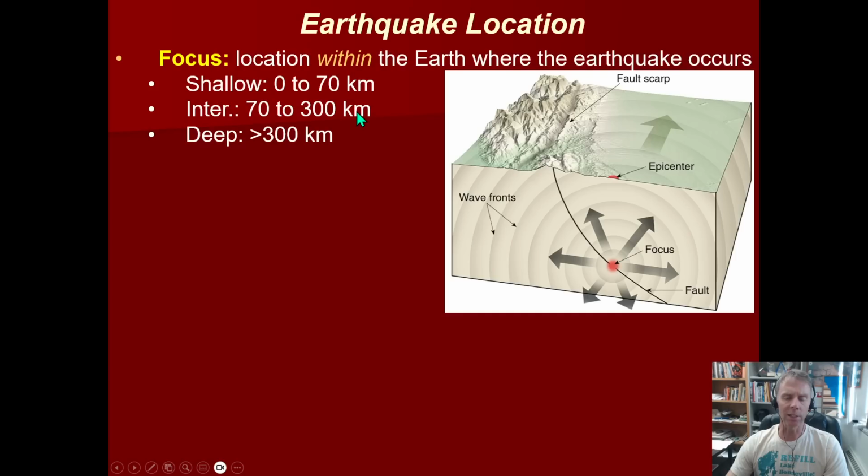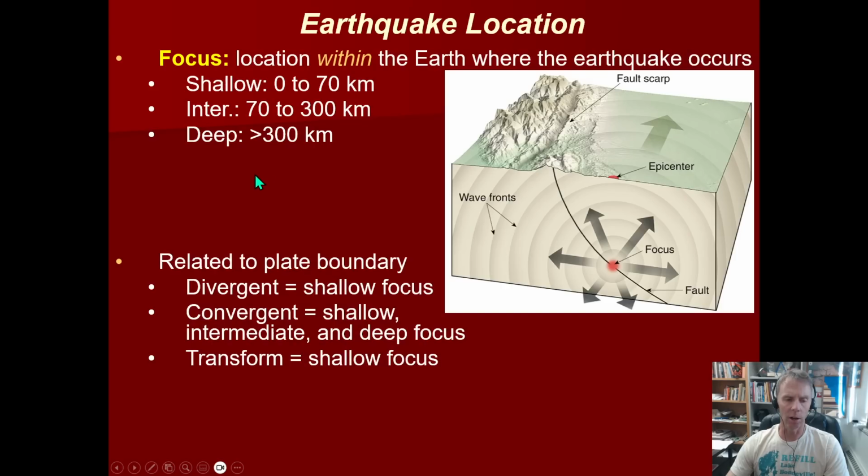These, of course, a lot of times relate to plate boundaries. So we do see some relationships between the depth of an earthquake and the location of the earthquake in terms of plate boundaries. We typically see divergent boundaries containing almost entirely shallow focus quakes. Same thing with transform plate boundaries. And then our convergent boundaries, more specifically our subduction zones, where one plate's diving beneath the other, that's where we see quite a variety in terms of the depth of the focus.